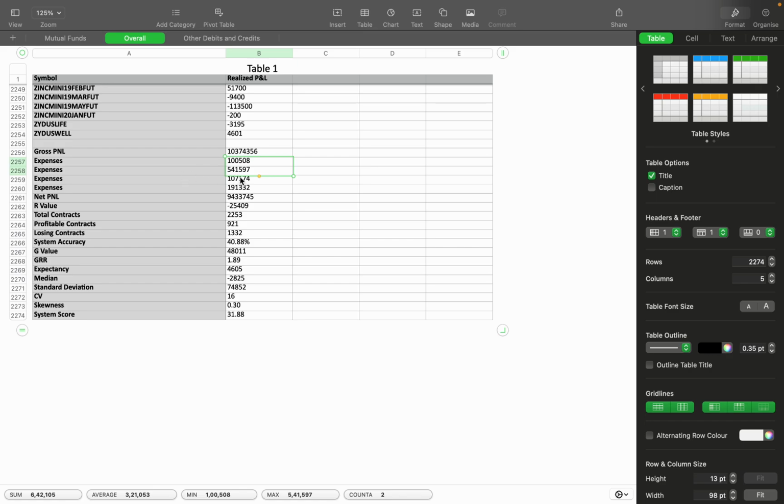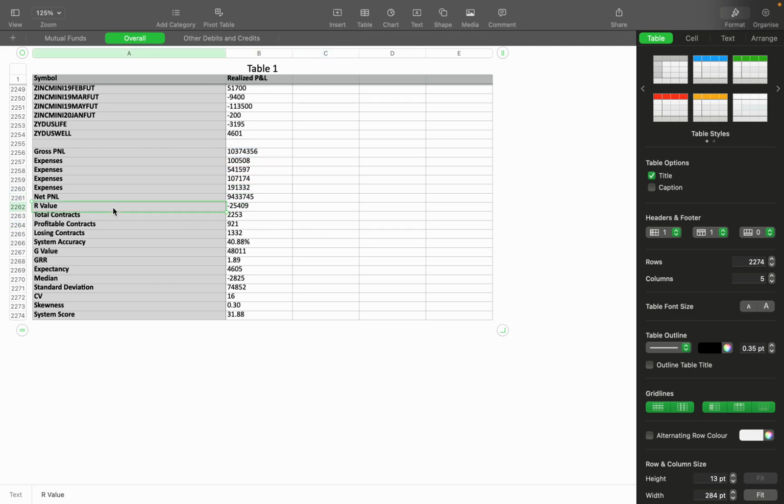So 1 lakh rupee, 5 lakh rupee, 1 lakh rupee, 2 lakh rupee. These are all the expenses that I have paid in terms of brokerage and taxes. So this amount is roughly 10 lakh rupees. I paid roughly 10 lakh rupees in brokerage and taxes, which got deducted. This is the difference between gross and net. So obviously net is gross minus these expenses.